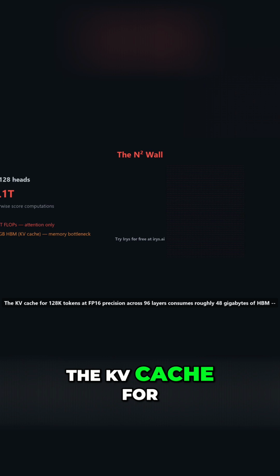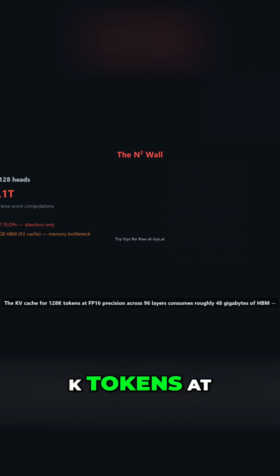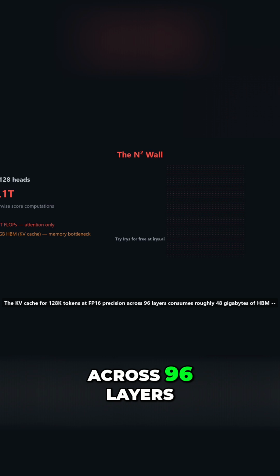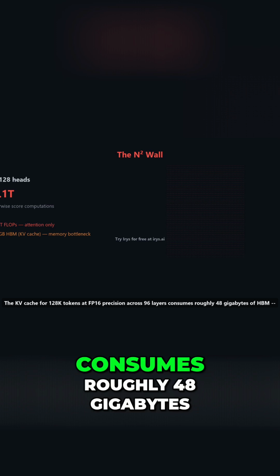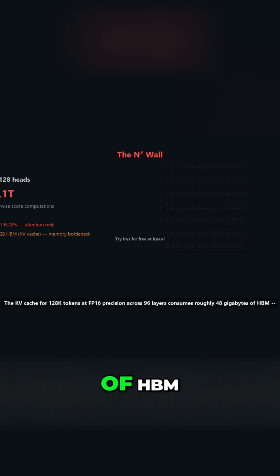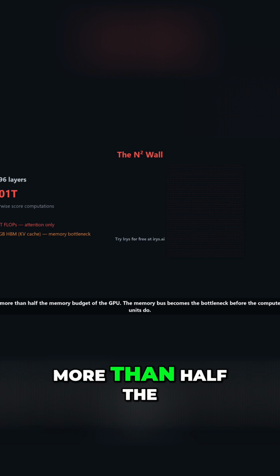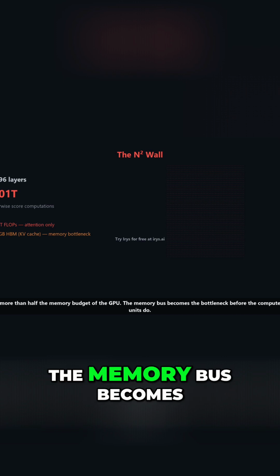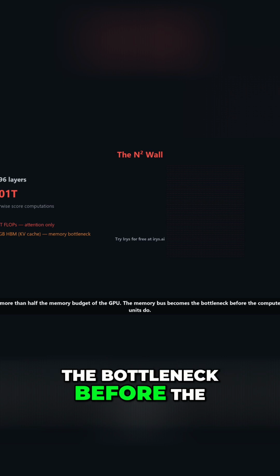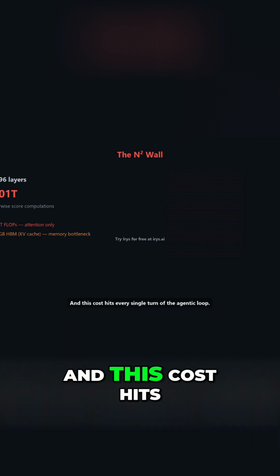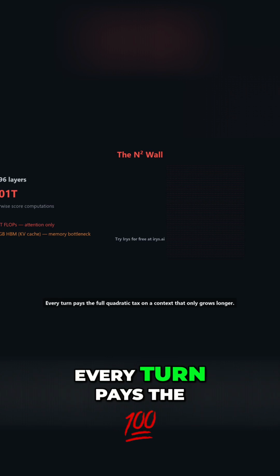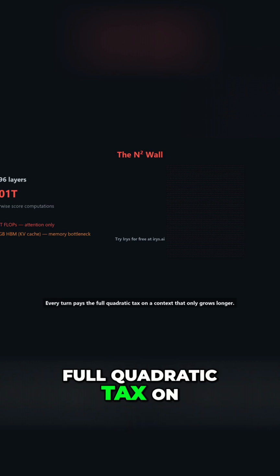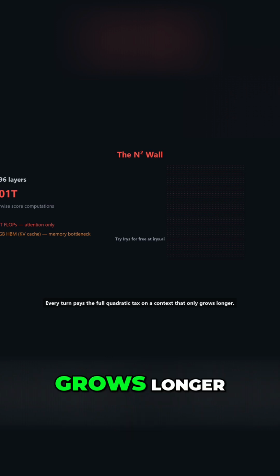The KV cache for 128K tokens at FP16 precision across 96 layers consumes roughly 48 gigabytes of HBM, more than half the memory budget of the GPU. The memory bus becomes the bottleneck before the compute units do, and this cost hits every single turn of the agentic loop. Every turn pays the full quadratic tax on a context that only grows longer.